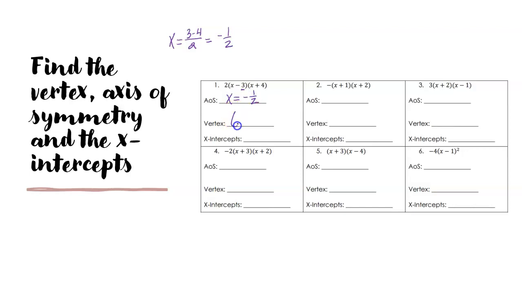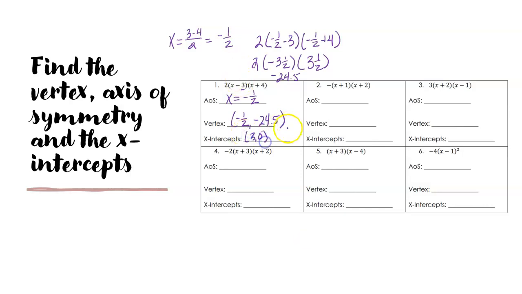We're going to take that axis of symmetry and use it for our x coordinate for the vertex. Then we're going to plug that into the equation. So I have 2 times negative half minus 3 times the quantity of negative half plus 4, which gives me 2 times negative 3.5 times positive 3.5, which will give us a whopping negative 24.5. And I'm super glad we're not graphing this. The x-intercepts, opposite of p and q, so I have (3, 0) and (negative 4, 0).